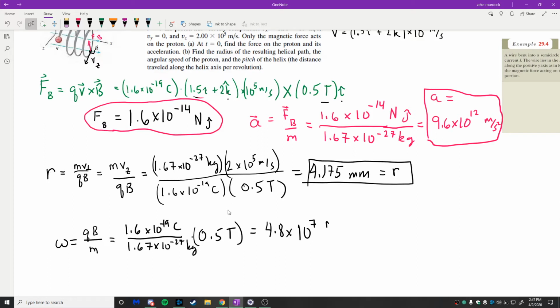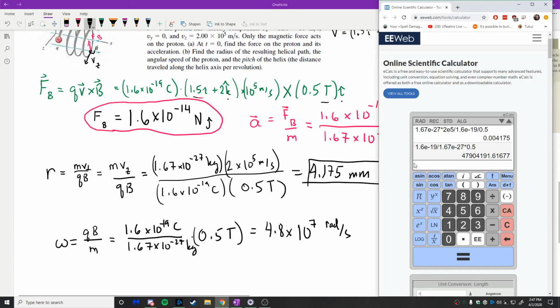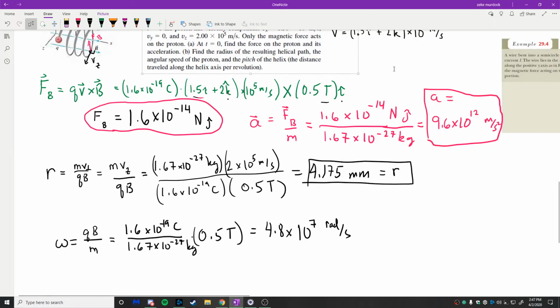And then the units of this should be radians per second. We're going to check the units though. Is that 10 to the 7? 1, 2, 3. Yeah, it's 10 to the 7. Does that all look right to you guys?